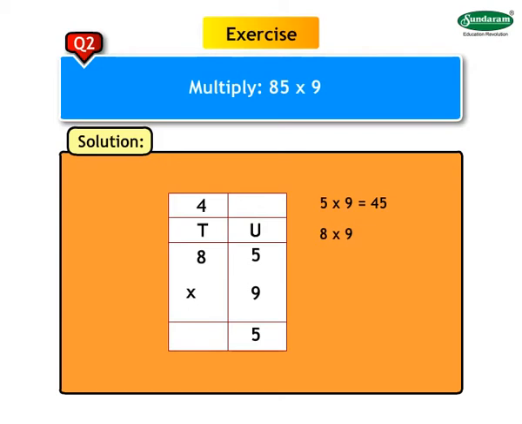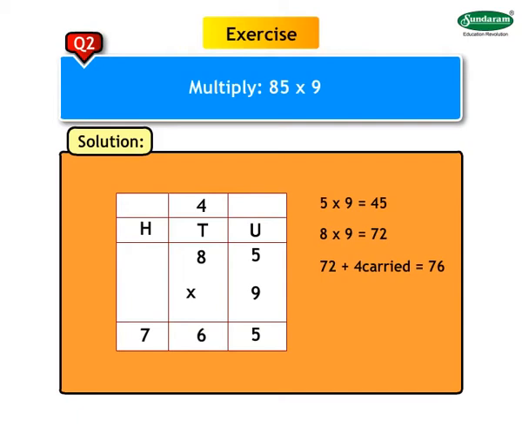8 tens multiplied by 9 is equal to 72 tens. Thus, adding 72 tens plus the carried over 4 tens is equal to 76 tens. 76 tens means 7 hundreds and 6 tens. Hence, write 6 in the tens place of the product and 7 in the hundreds place of the product. Thus, the product is 765. Hence, 85 multiplied by 9 is equal to 765.